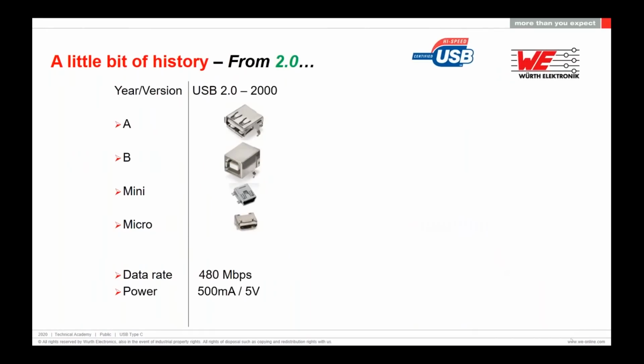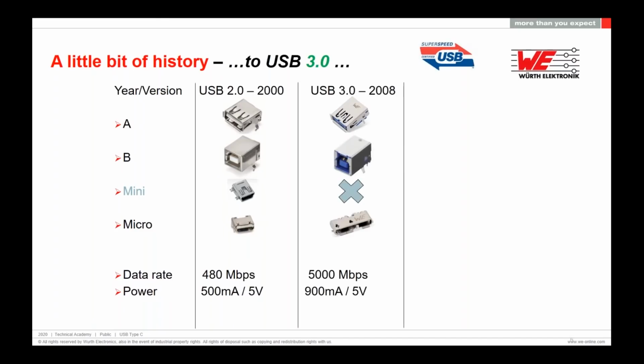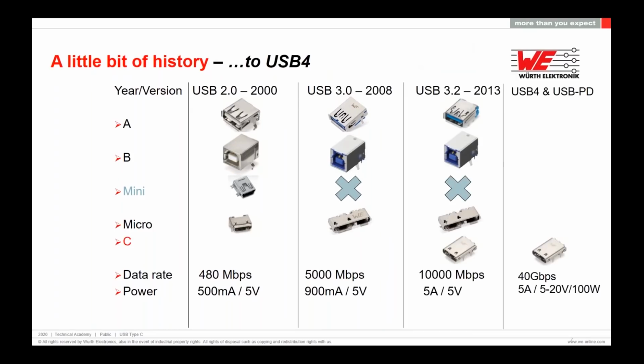So with USB 2.0, we had 4 different connectors, mini, micro, A and B, as you all know. We had a maximum data rate of 480 megabits per second and a maximum power of 0.5 amps at 5 volts. In 2008, we had USB 3.0. Then we got one more micro plug and we skipped the mini plug. There we had a maximum data rate of 5 gigabits per second and 900 milliamp at 5 volts. Then after 3.0, we got 3.2 in 2013.